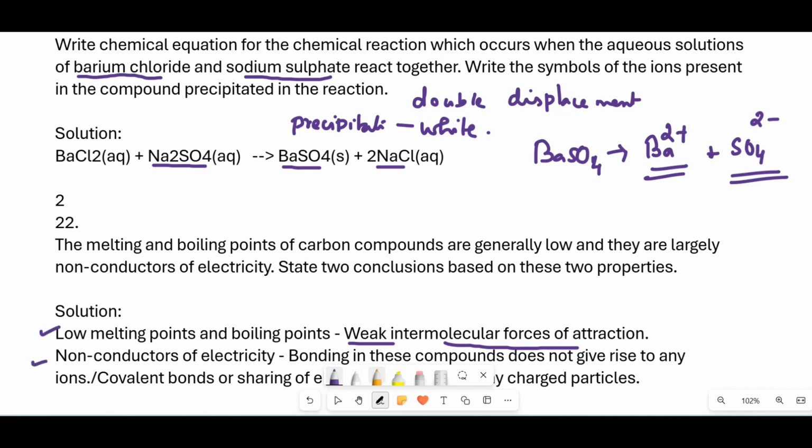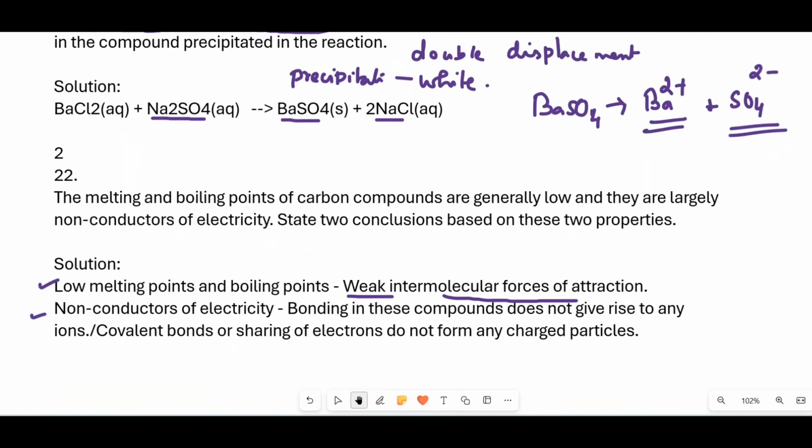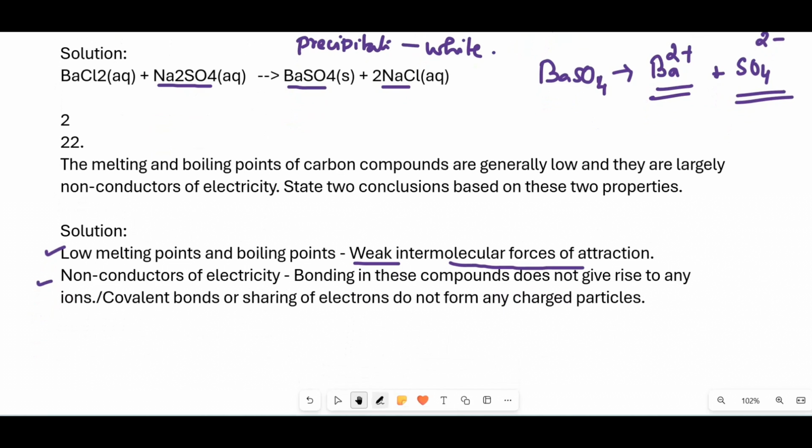Why are they not conducting electricity? Because for conducting electricity we need ions. The carbon compounds do not produce any ions. Okay. So bonding in these compounds does not give rise to any ions because their bonding is covalent bond. They share electrons with each other. So sharing of electrons does not produce any charged particles. Ions have positive and negative charge. Any cation or anion is not produced when they form covalent bond, because they are sharing electrons. Ions will be produced only when the bond is ionic bond. Fine. So these are the two characteristics of carbon compounds.